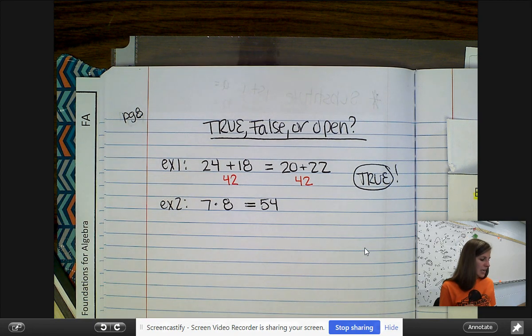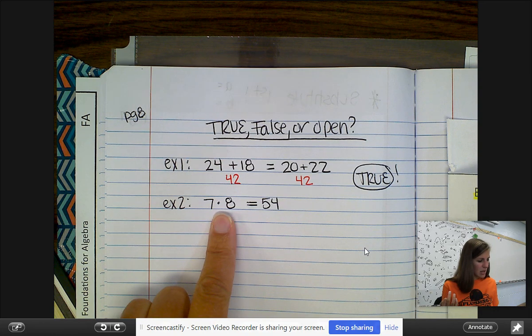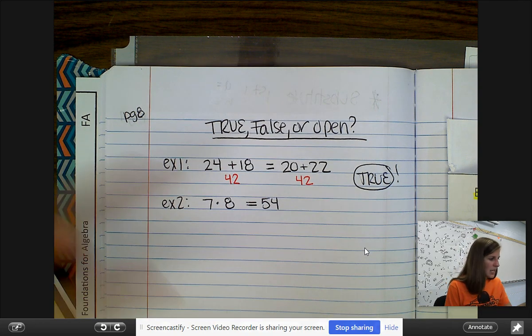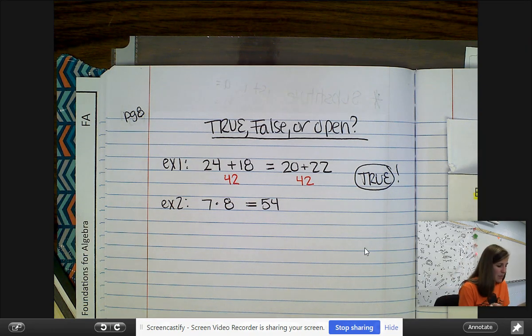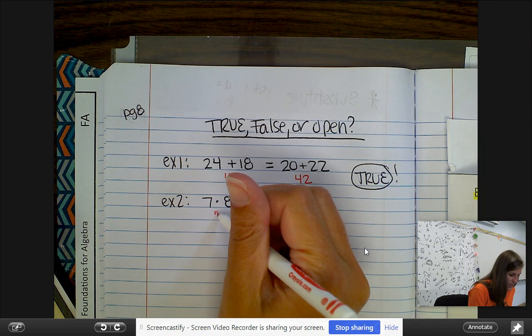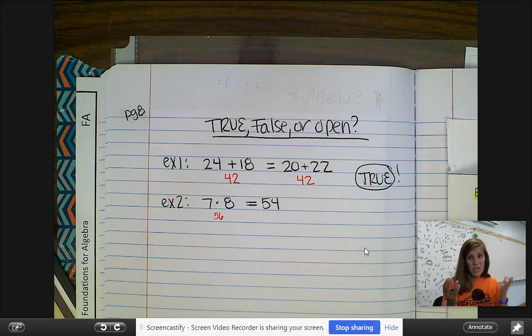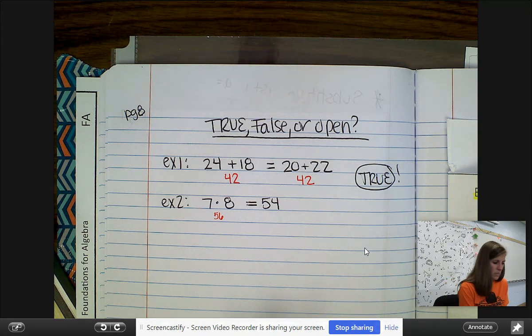Same thing here. This is really more of a question. Is 7 times 8 the same as 54? And sometimes I goof up my math, but I'm pretty sure that 7 times 8 is 56, which is not 54. So these two sides are not the same. So false.